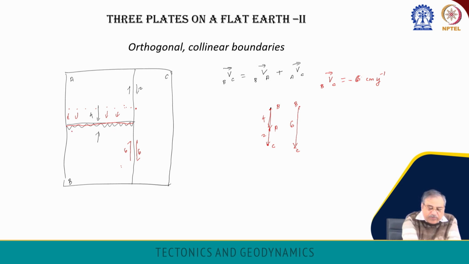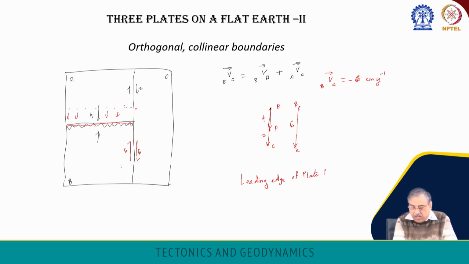On the other hand, if we consider the line of particles at the frontal edge of plate B, which we call the leading edge of plate B, those particles will also be moving northwards with respect to the observer at 6 centimeters per year. But this line of particles is actually staying where it is.